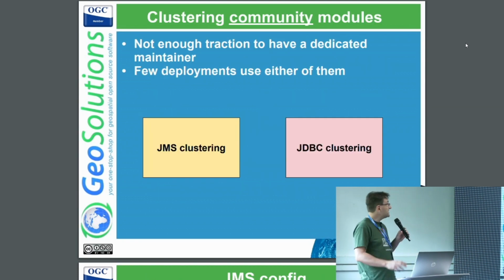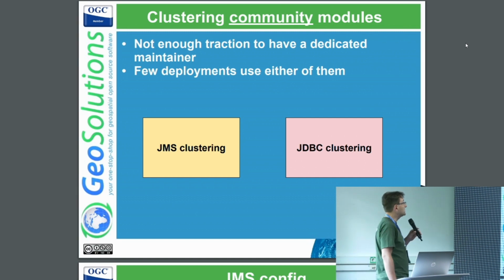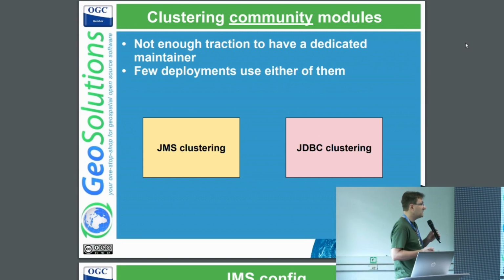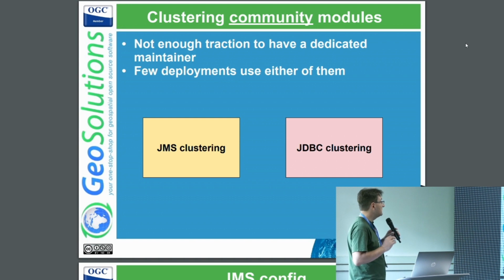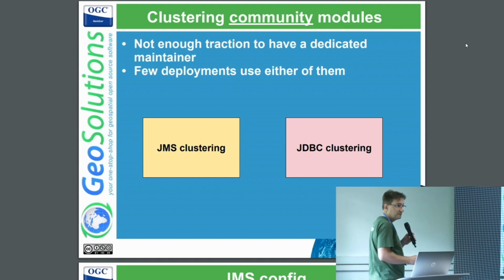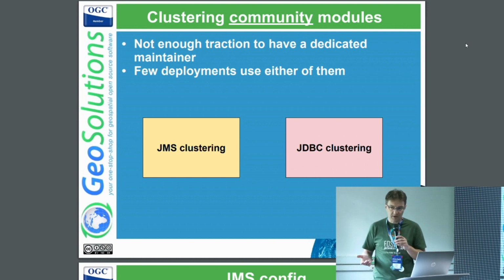So, for those cases, there are two clustering community modules. Community modules are unsupported modules that you can get out of the nightly builds. One is called JMS clustering, another is called JDBC clustering. They work on slightly different principles. They share one thing: there is not enough traction on either of them to have a dedicated maintainer. JMS clustering is maintained by GeoSolutions when we have a need from a customer, which doesn't happen often.